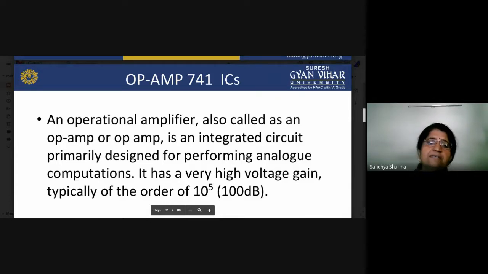Basically, it has a very high voltage gain. If we opt for the 741 IC as an op-amp, the typical gain of that IC is 10 to the power 5, or 100 dB, for our application. So it is a very high gain operational amplifier that is provided by the 741 IC. Generally, when we talk about the operational amplifier, we use the 741 ICs.